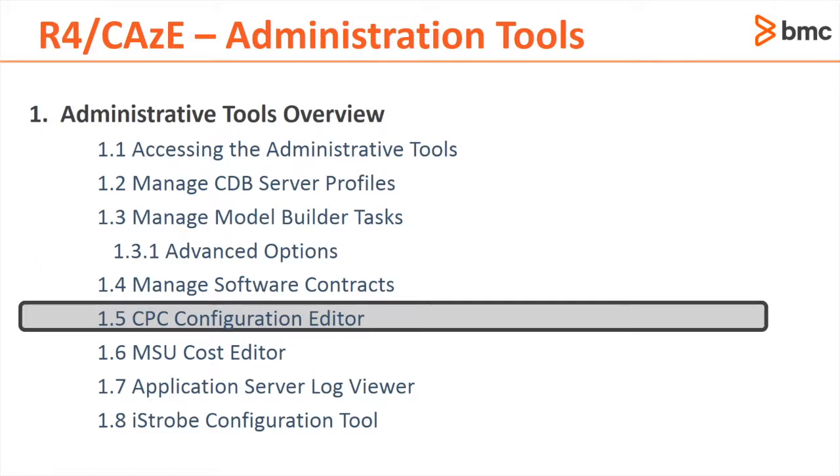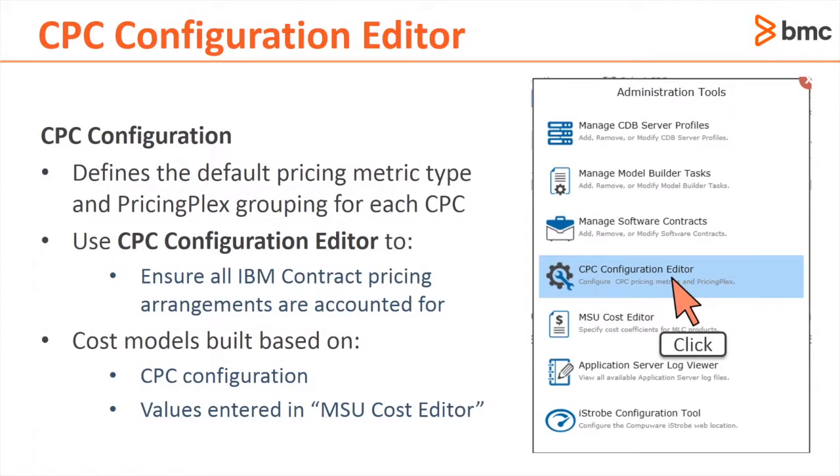Next is a CPC configuration editor. After building cost models, Cost Analyzer uses IBM default rules for subcapacity licensing to produce a configuration of your CPCs. The configuration defines the default pricing metric type and PricingPlex grouping for each CPC. You should verify and, if needed, edit the initial configuration so that each CPC has correct values defined. Cost Analyzer uses the most recent cost model to produce the configuration. The configuration can be modeled after running the model builder task for the first time.